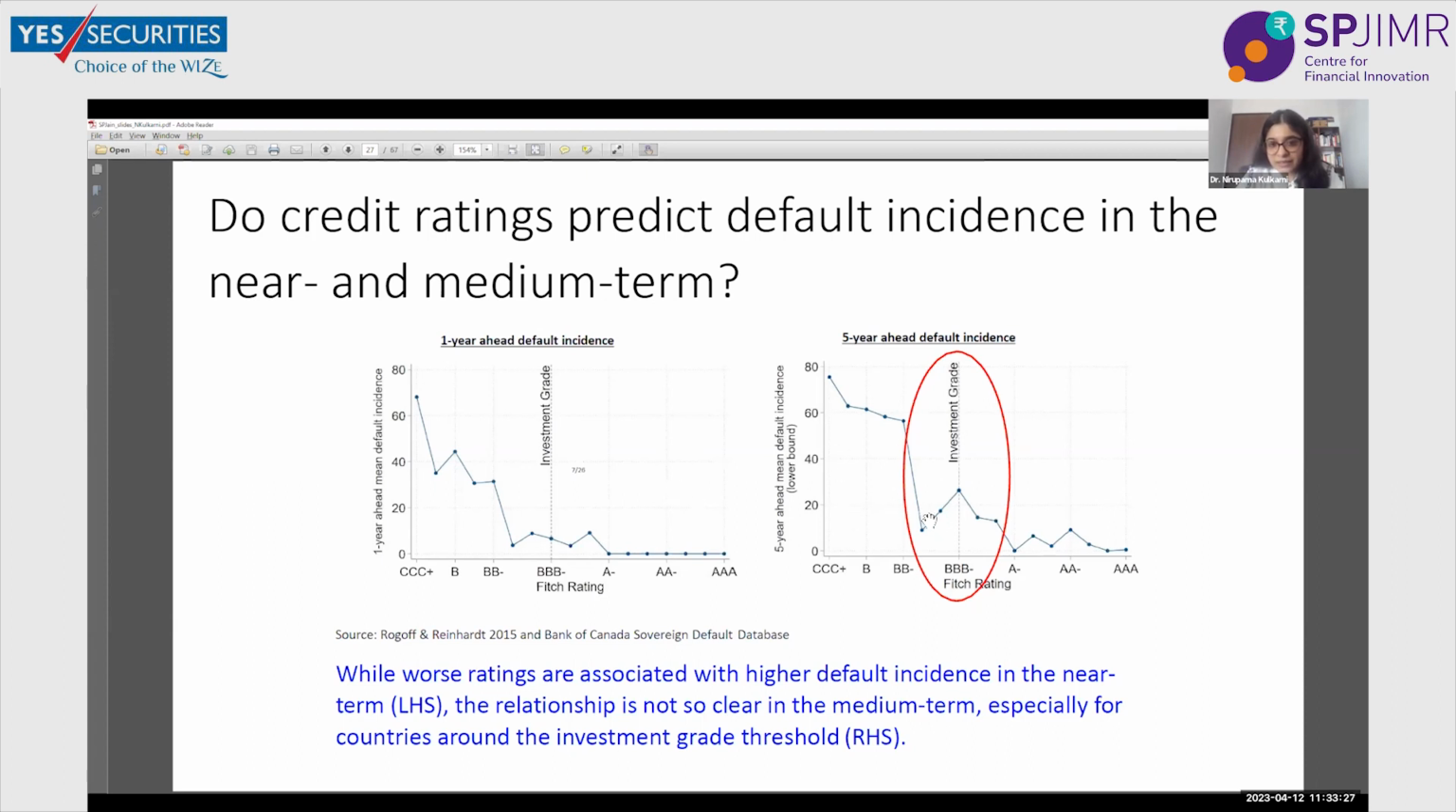And we find that the prediction power for these ratings is actually much worse, especially for this investment grade threshold, which is very important, especially from an investor's perspective. And so, especially in the medium term, this relationship is not so clear. That is, the higher the rating, the less should be a default. But here you find that this is not so linear. And again, this makes a simple point that the ratings are not a good predictor of default rates.